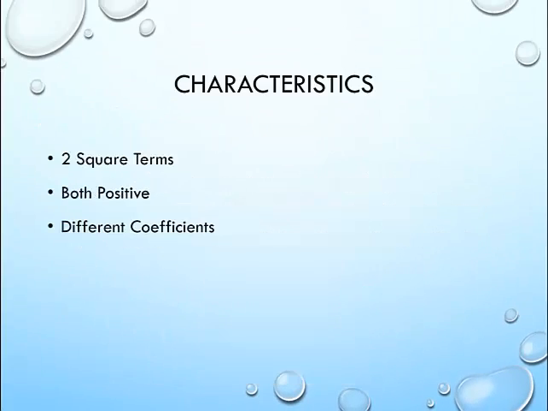The characteristics of our ellipse is there are going to be two square terms. Both terms are going to be positive, but both of these terms will have different coefficients, so different numbers in front of x squared and y squared.